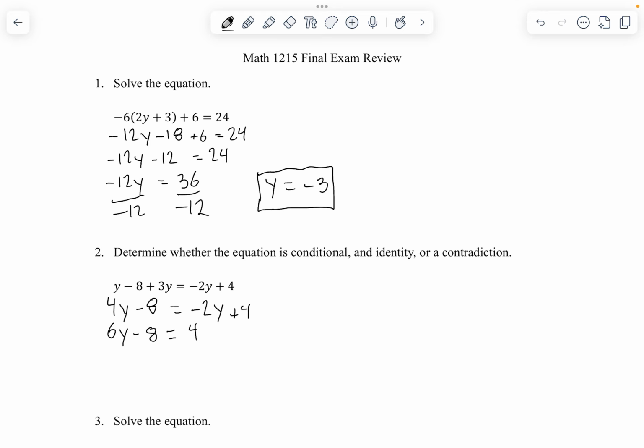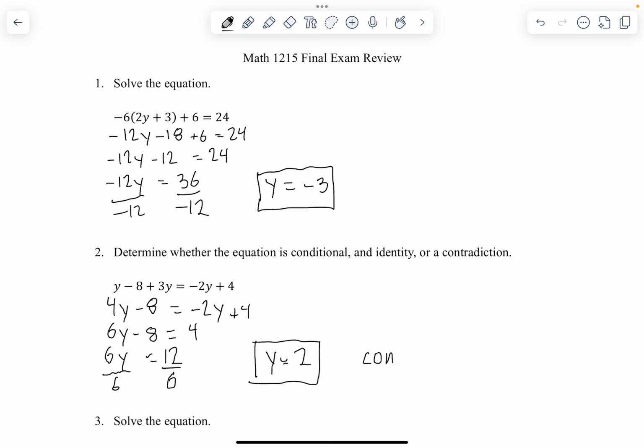Then I'll add 8 to both sides. So I get 6y equals 12. Then I'll divide both sides by 6. And that gives me y equals 2 as my final answer. And because it's a single solution, that means it is conditional.